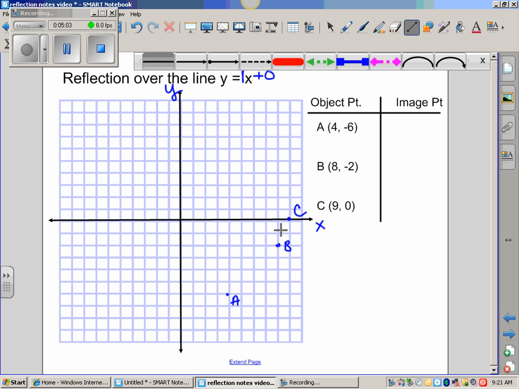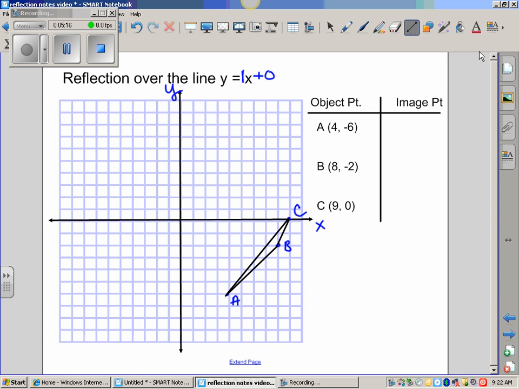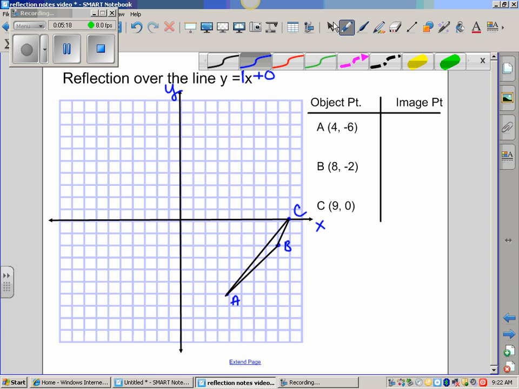Now make sure you have a straight edge of some sort. Need a straight edge when you're drawing your shapes. All right, so there's my triangle with vertices A, B, C. Now I need to come over here and graph my line of reflection, which again is this y equals x.